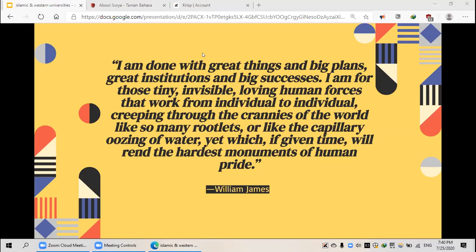But something happened which changed my direction, and this is the quote that touched me the most by William James: I am done with great things and big plans, great institutions and big successes. I am for those tiny, invisible, loving human forces that work from individual to individual, creeping through the crannies of the world like so many rootlets, or like the capillary oozing of water, yet which, if given time, will rend the hardest monuments of human pride.